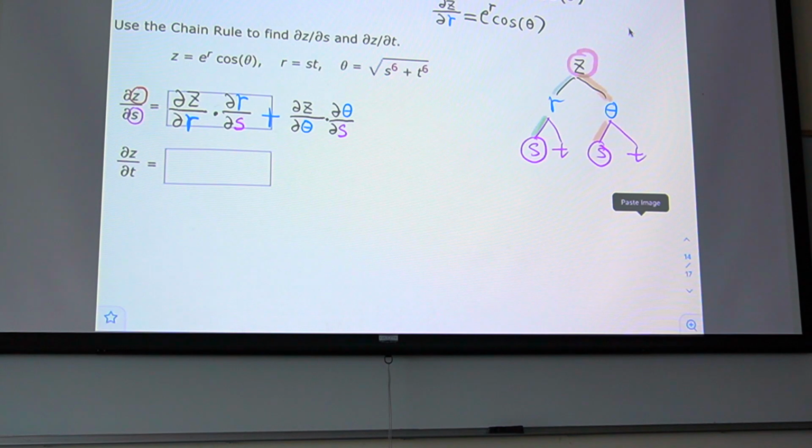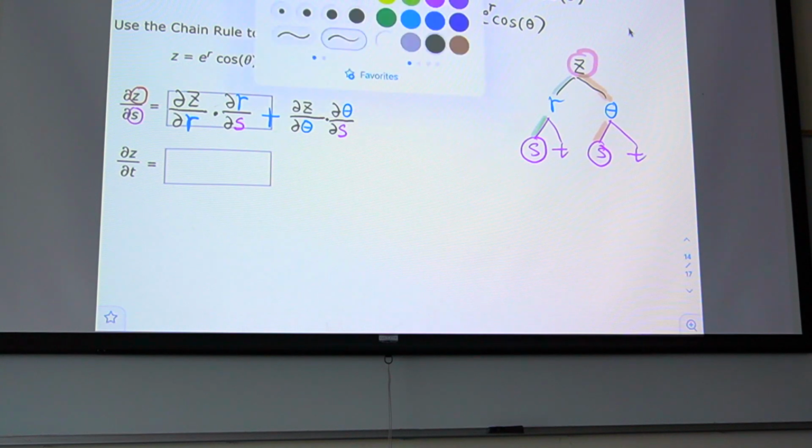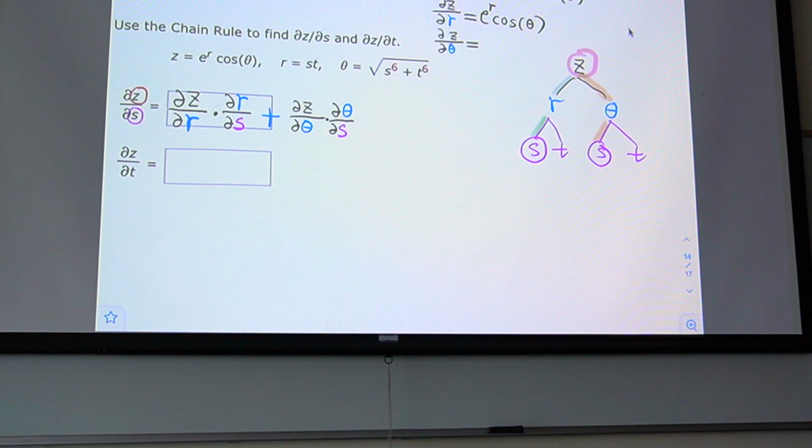Let's write down also partial Z, partial theta. What does it equal to? This time we're going to hold the R here as a constant and then think about the theta as the only variable. Okay, so if R is a constant, E to the R is a constant, right? So what will be this derivative? Yeah. E to the R itself, right? Times negative, opposite of negative sign. Sine theta, right? Okay, you got it. Good job, okay?